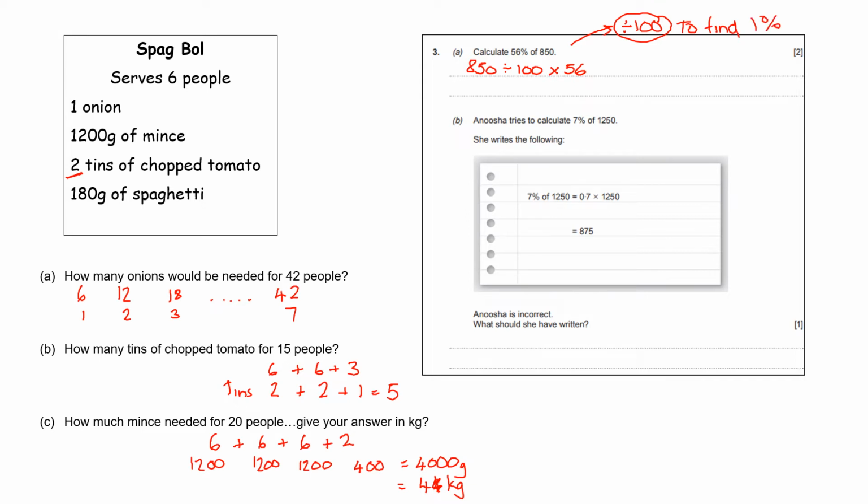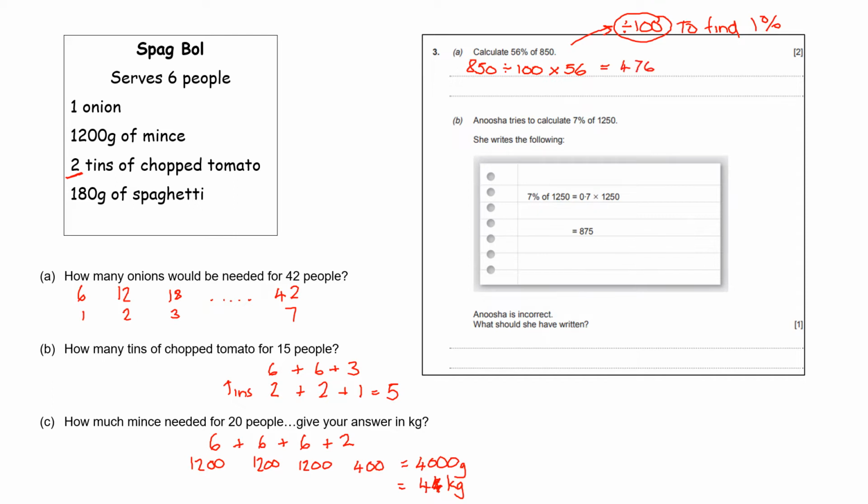Okay, so take 850, I'm going to my calculator here. It's a bit slow loading up. Here we go. So a bit boring listening to this, but I'm doing 850 divided by 100 and times 56, and I get the answer 476.